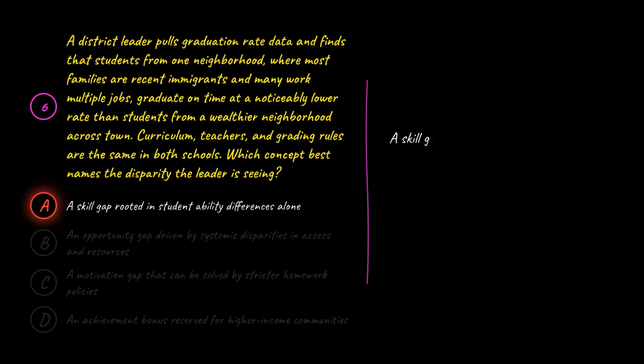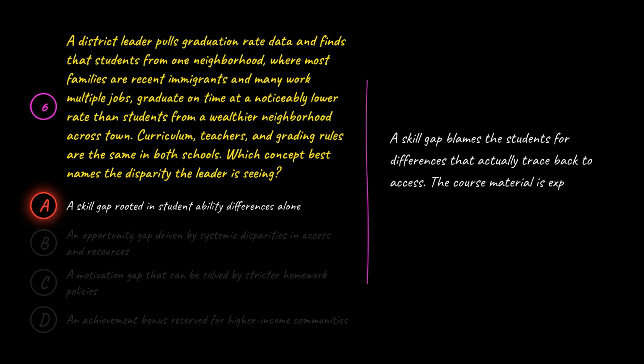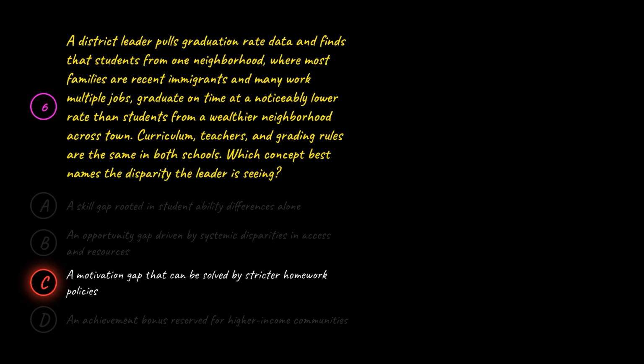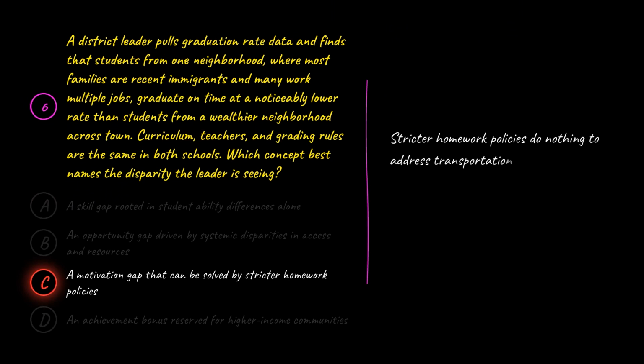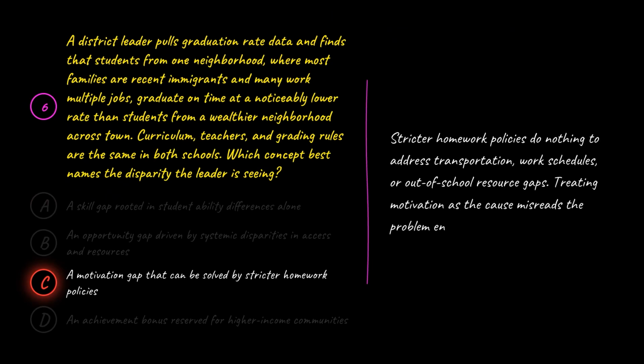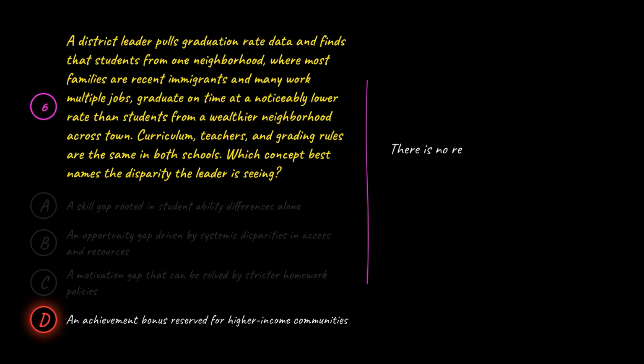A is wrong because a skill gap blames the students for differences that actually trace back to access. The course material is explicit that the source is systemic, not individual ability. C is wrong because stricter homework policies do nothing to address transportation, work schedules, or out-of-school resource gaps. Treating motivation as the cause misreads the problem entirely. D is wrong because there is no recognized concept of an achievement bonus tied to higher income status. The disparity is a gap, not a reward.